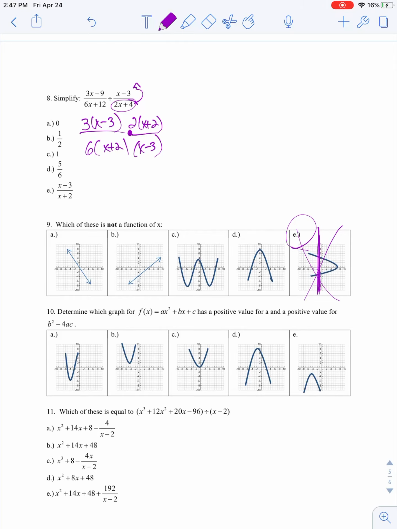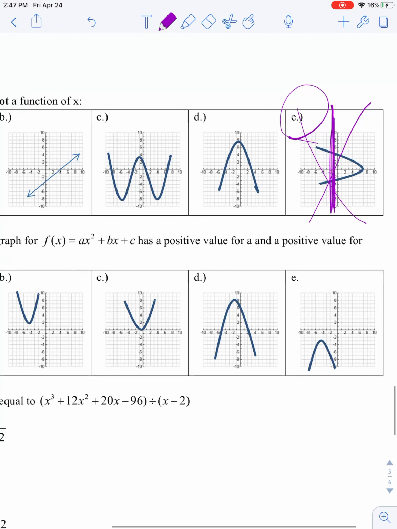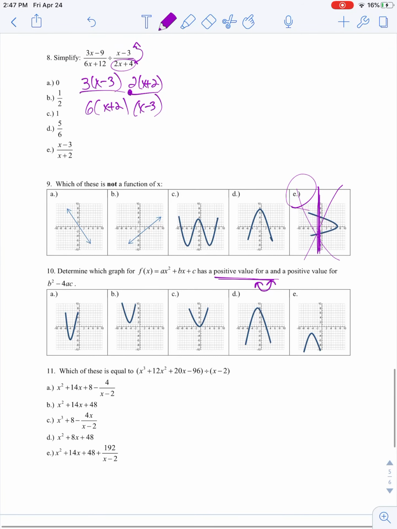Number 10, it says it has a positive value for A. That tells you it opens up. So we can eliminate all the ones that open down. So these are eliminated. I'm going to come back up here. I don't want to cross this out because that is the answer. It's the one that doesn't pass.